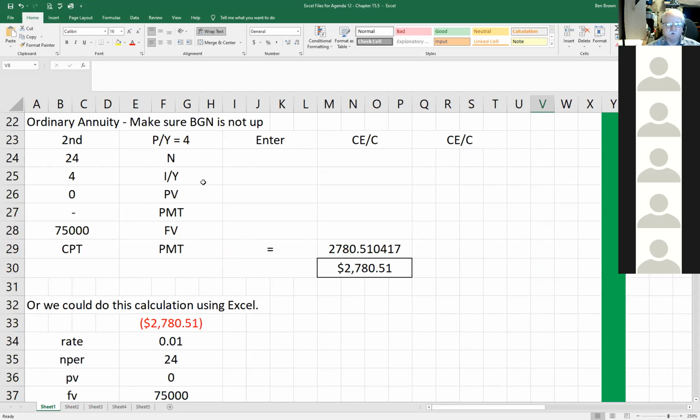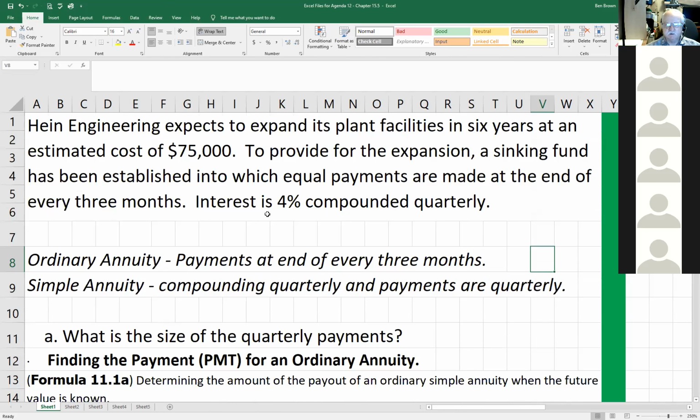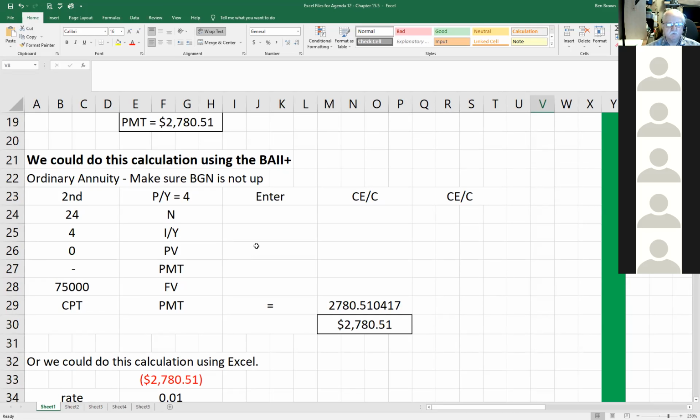The interest was 4%. They must have told us that. Yes. We start with no money. We don't know the payment, but we do know we want to end up with 75,000, and we compute the payment and we get exactly the same answer that we got when we calculated it by hand.